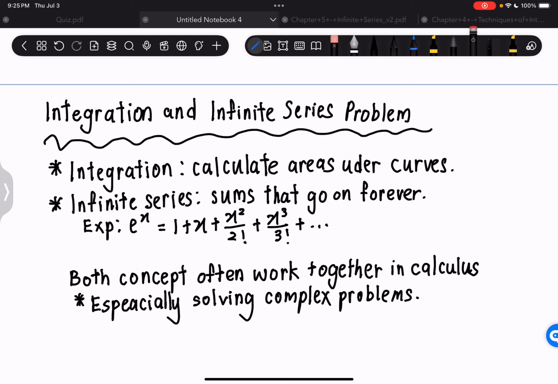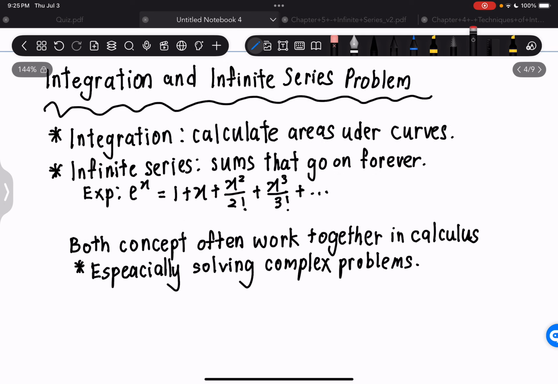So let's start with integration. Integration is basically calculating areas under the curve, and infinite series are sums that go on forever. As in the example, you can see the answer keeps going and going. Both concepts often work together in calculus, especially when solving complex problems.